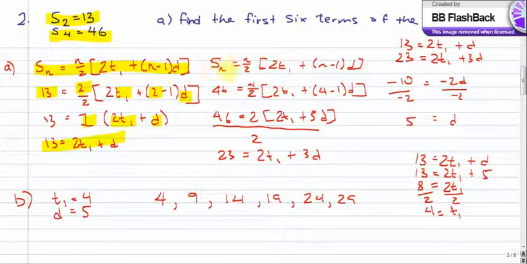And then let's do it for the other equation. Start off with the formula. Fill in the missing parts. S of n gives us 46 this time. But then we know that this is the sum of 4 terms.